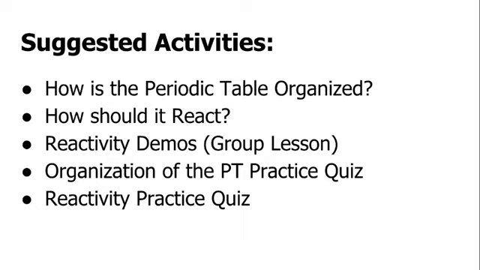So we have quite a few suggested activities because this is a lot of information. The first thing is, how is the periodic table organized? This will give you step-by-step instructions on how to figure out ionic charge, valence electrons, family names, that kind of stuff. So this activity will take you through the coloring of the periodic table, the organization of it. So this is a really, really important activity.